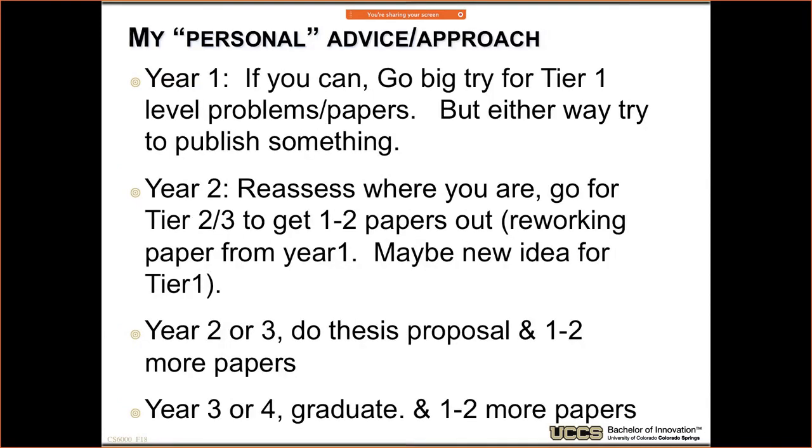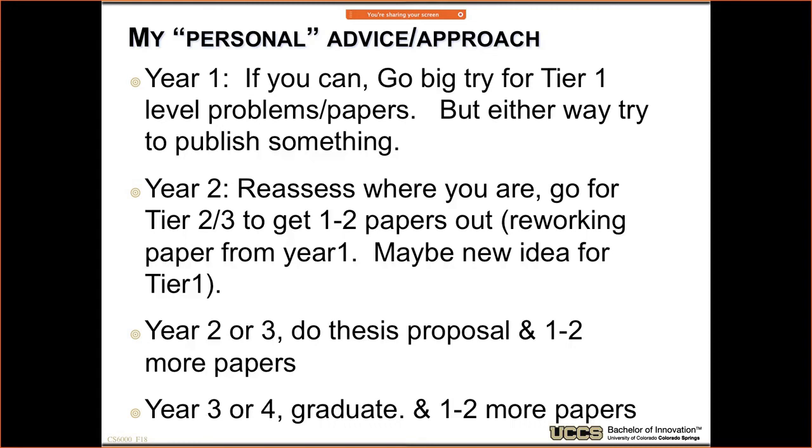So my personal advice, which means you can completely ignore it because I am not any of your advisors: in year 1, if you can, go big. Try for a tier 1, the absolute best conferences in level of problems and papers. But either way, my recommendation is you should be trying to publish something this year. I would like it if half this class produces a publishable paper by the end of this class. That would be great. But in year 1, if you're not successful, no big deal.